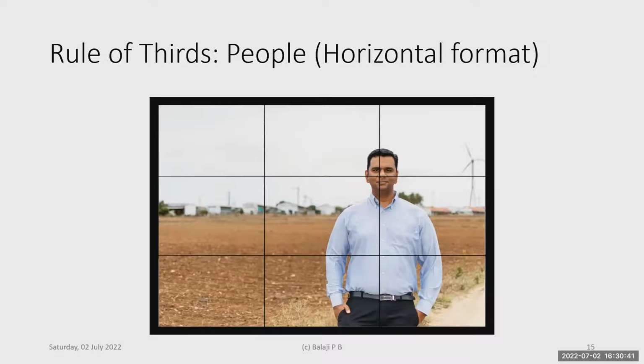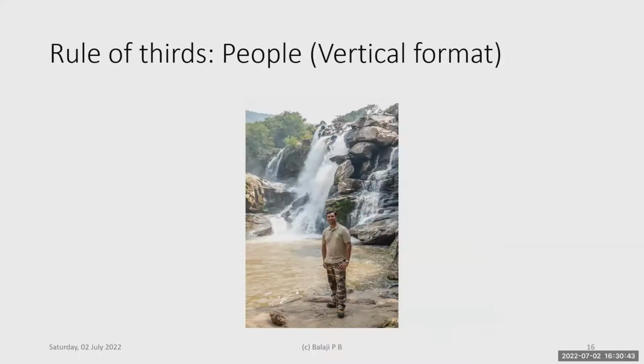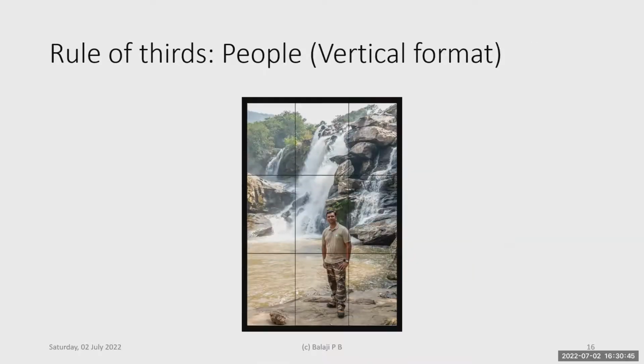I'll show more examples of how you can use the rule of thirds to frame subjects in different scenarios. Again, this is a vertical image where, as you can see, I'm placed at the bottom quadrant of the image, at the intersecting point of the vertical and horizontal lines. So it makes for a pleasing picture.